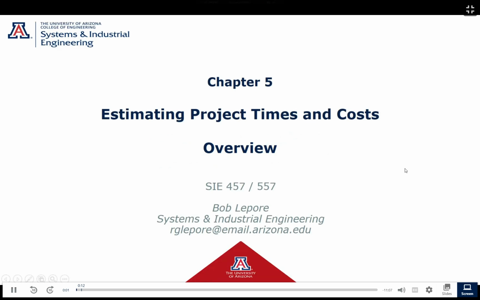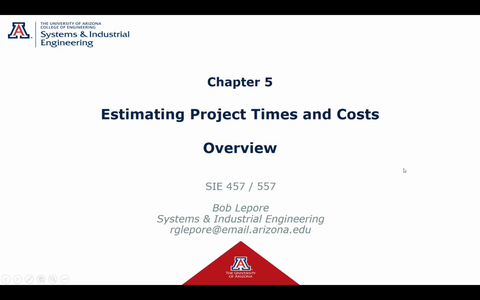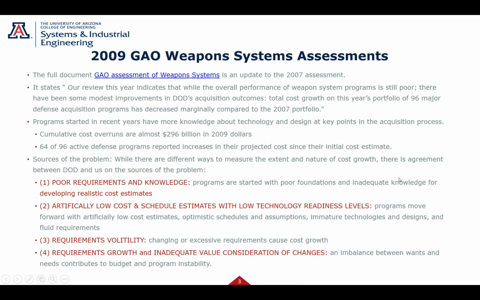Okay, now that we've developed a WBS, we've developed a scope, we kind of understand the project and what needs to be delivered, what are the milestones. Now the job is to estimate project times and costs. That's Chapter 5. Getting a good estimate on what we think this is going to cost and how long it's going to take to complete.